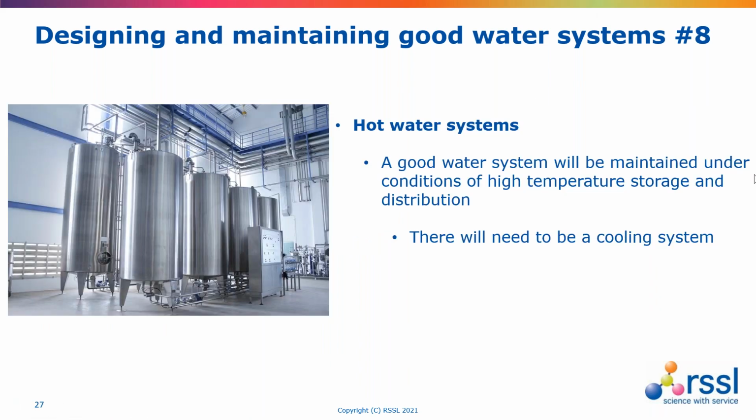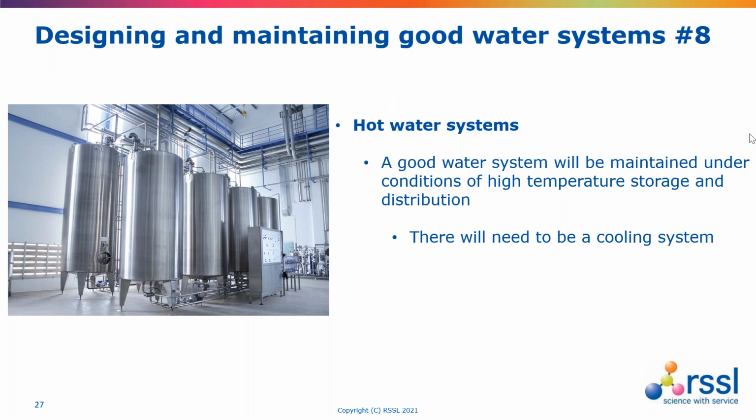A further good design point is with hot water systems. Having hot water systems achieves far better control than cold water systems, because the water is maintained under conditions of high temperature for both storage and distribution. The kind of temperatures that start to give effective control tend to be from around 65 degrees Celsius. Some facilities run at 70, some at 80, but there aren't many gram negatives that will survive beyond 65.